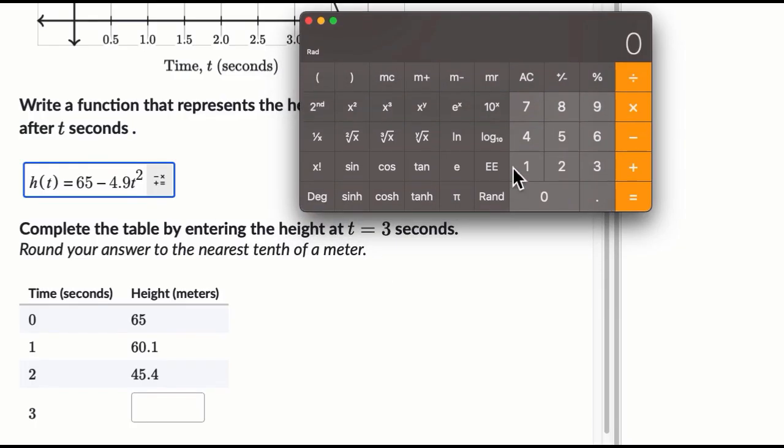So let's take 3 squared. I'm just putting 3 for t here. 3 squared times 4.9 is equal to this. And we want to subtract that from 65. So let me just make that negative and add to that 65. And I get 20.9 meters.